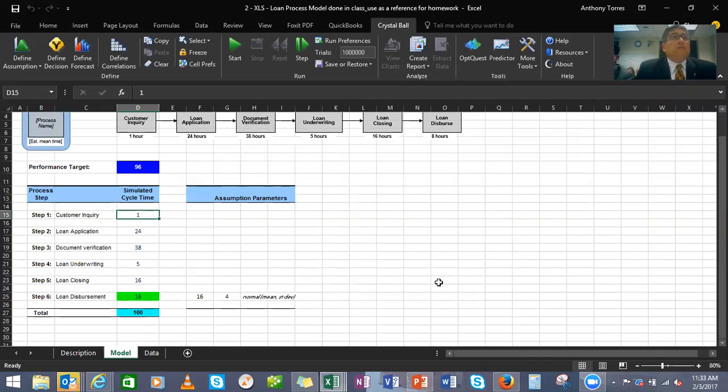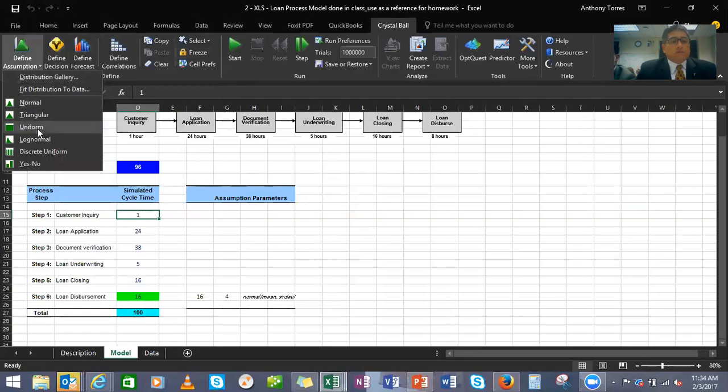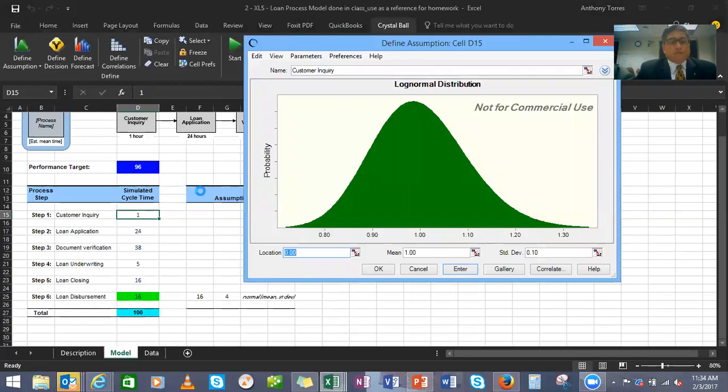So what did it say? It said it was log normal, mean of 1 hour, standard deviation of 0.25. So customer inquiry: log normal, mean of 1, standard deviation of 0.25.